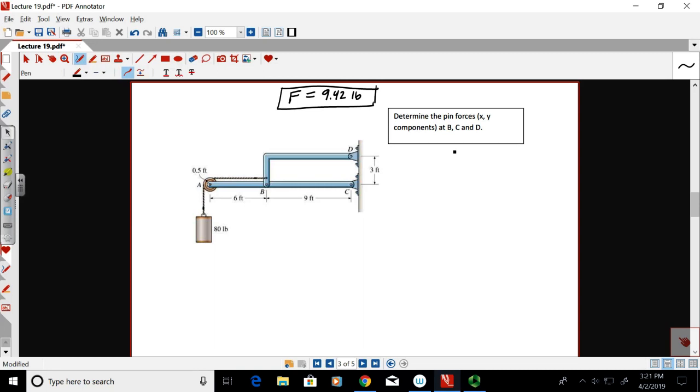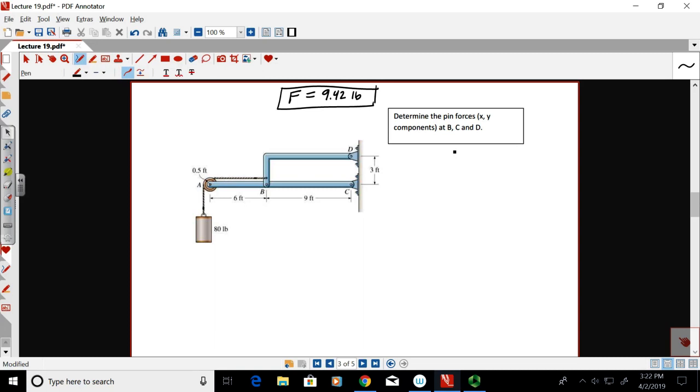In this case, we have some kind of mechanism. I'm not exactly sure what it is. It's some kind of mechanism to hold up that 80-pound force there, the 80-pound mass. Okay. And it says determine the pin forces, the X and Y components, in B, C, and D. Okay. So again, we're looking at internal forces.